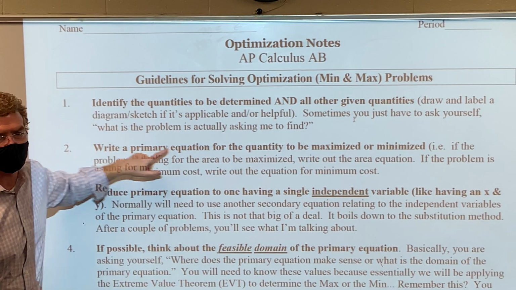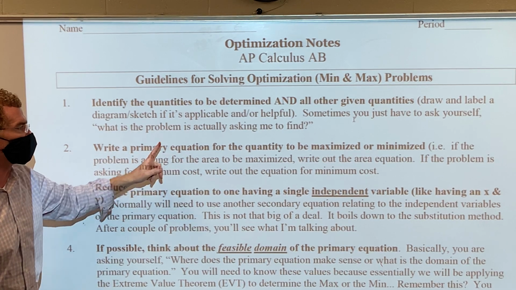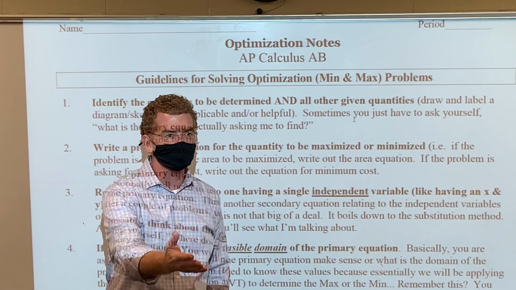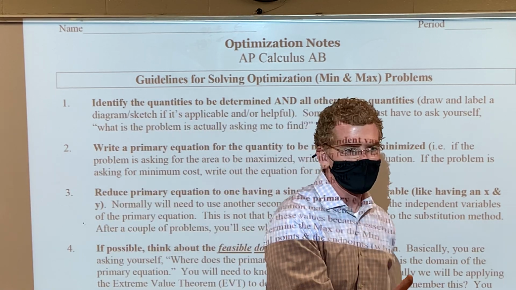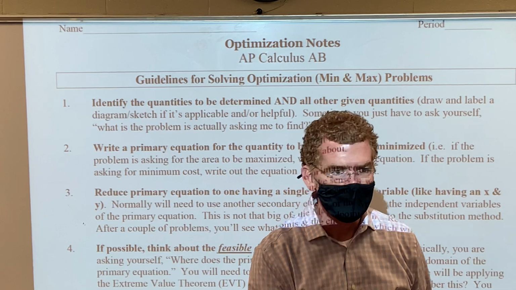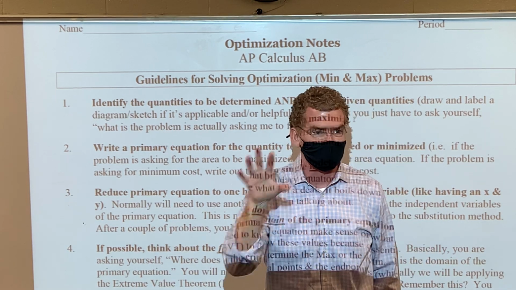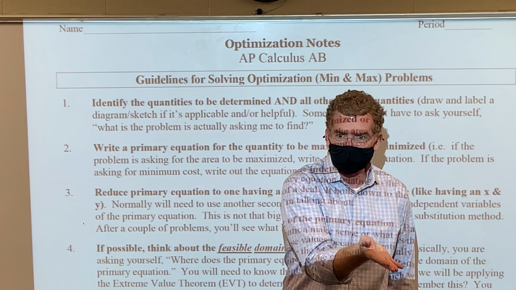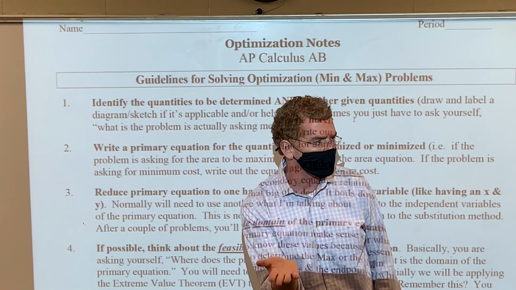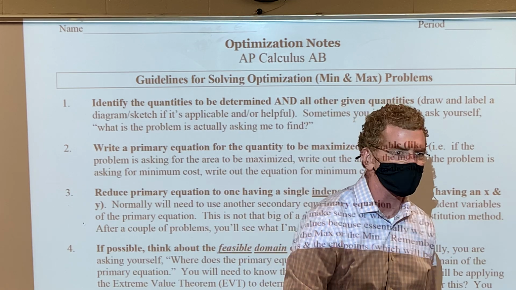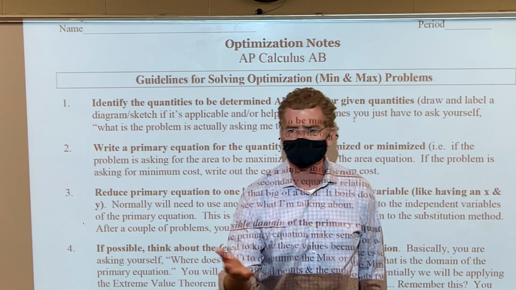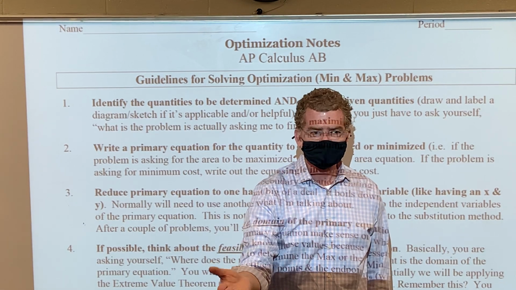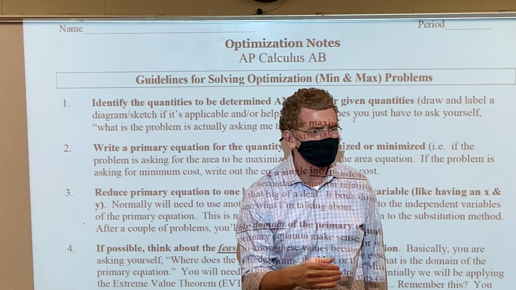Second thing, and this is where you really get going: write a primary equation for what's being maximized or minimized. If I said, for instance, I want you to maximize the volume that's necessary to blah, blah, blah, well, then you should be thinking the volume equation is my primary equation, because you're going to be taking a derivative of that equation, right? So if I'm asking you to maximize volume and I manage to give you a perimeter equation, don't take a derivative of the perimeter equation, or you're going to maximize the perimeter. Are you following me?